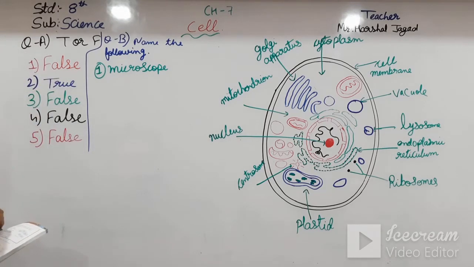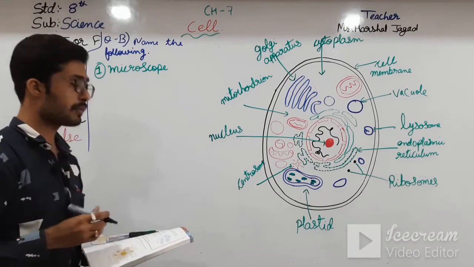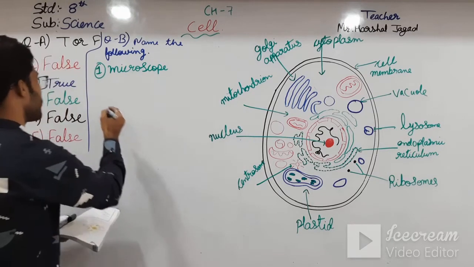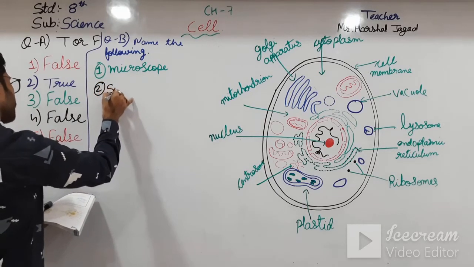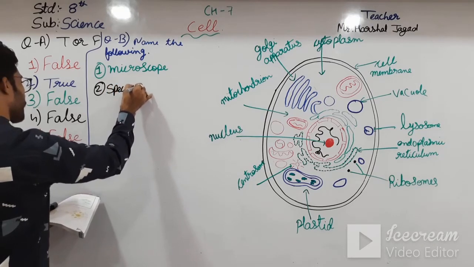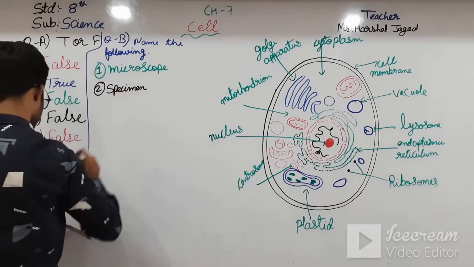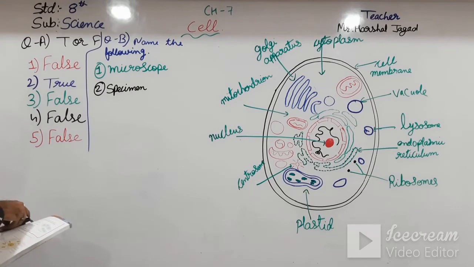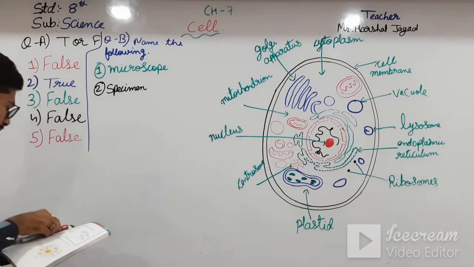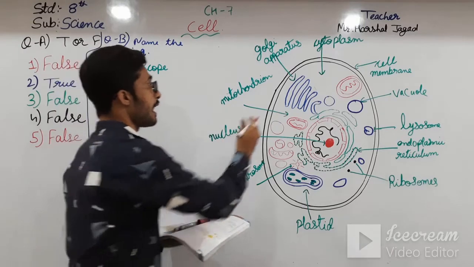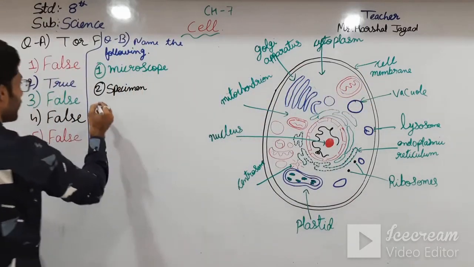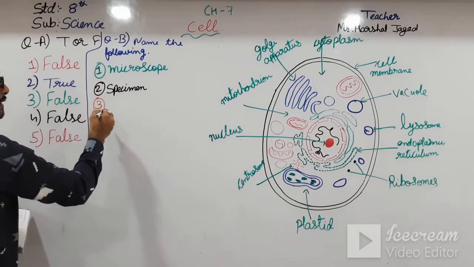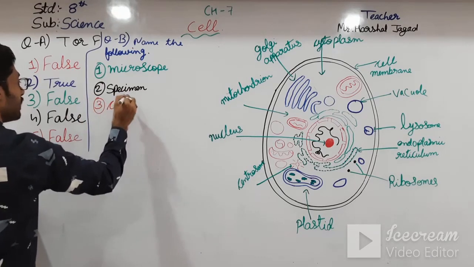Okay, students. Second one, the objects that are viewed under the microscope are called specimens. What are they called? Specimens. And third one, the outer covering of the cell is known as the cell membrane. So, third one, cell membrane.